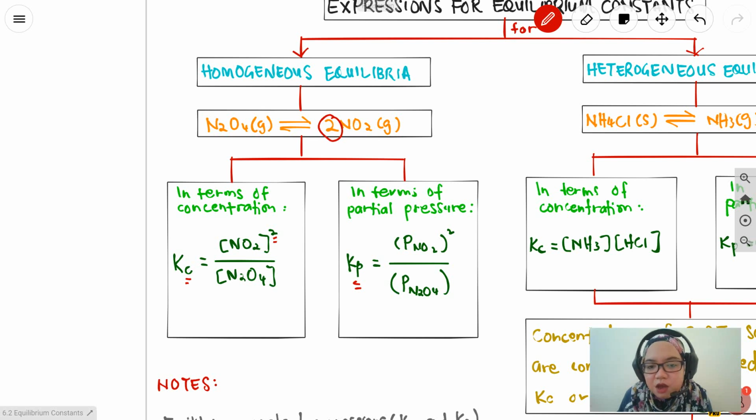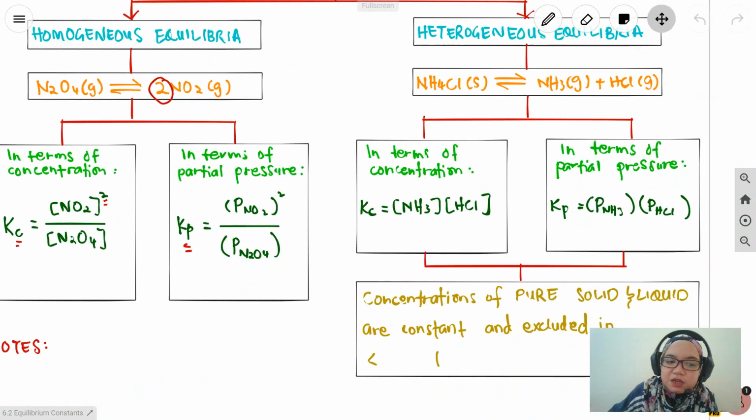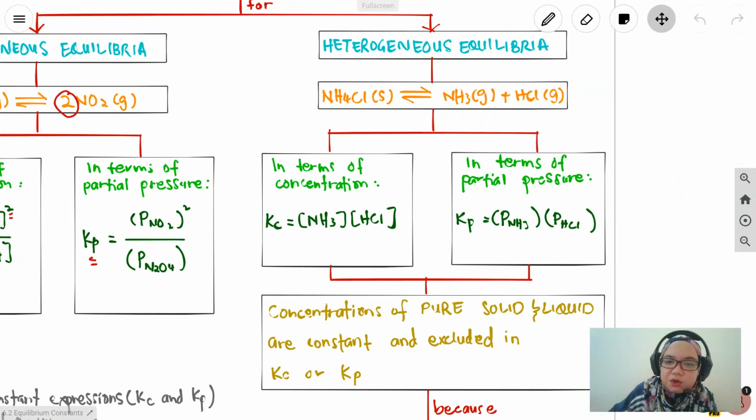So this is how you write the expression for the equilibrium constant in terms of partial pressure for this homogeneous equilibrium, which is Kp is equal to PNO2 to the power of 2 divided by the partial pressure of N2O4. Okay. So now we are going to look at the heterogeneous equilibria. For the heterogeneous equilibria, we are going to look at this example.